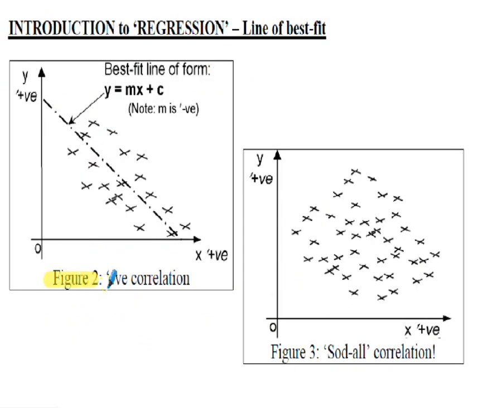Figure 2 here shows negative correlation. This line here relates to a negative gradient or negative slope, so the m in the equation y equals mx plus c is negative. Figure 3 shows points plotted that have no correlation. Drawing a linear line through these data would not really be representative of them, so there is no linear correlation here.